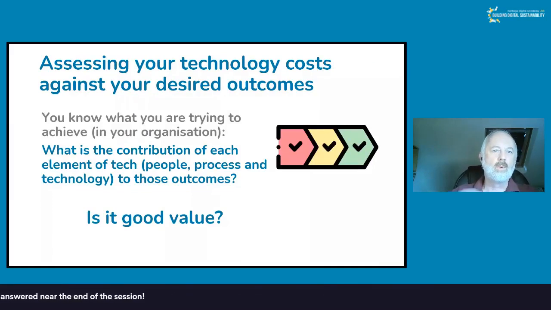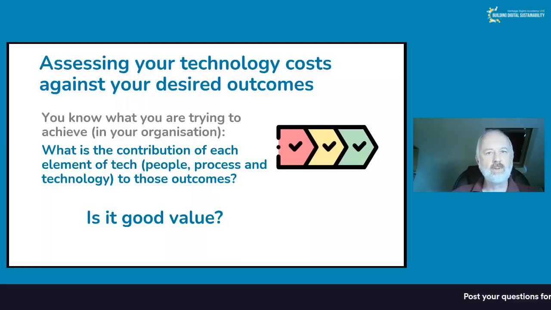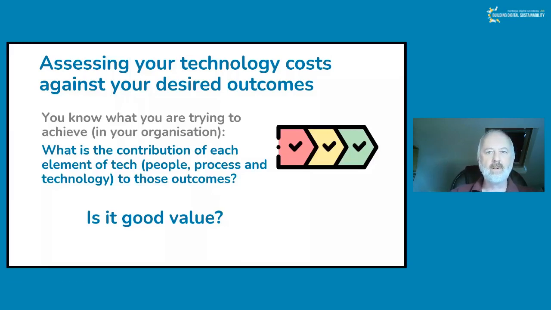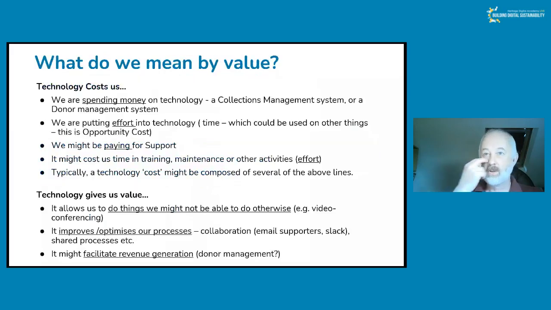So this gives us an idea of how much we're spending, and it gives us some opportunities to reduce that down to an optimum level. But is it good value? Now what you need to do is have a look at the contribution of each of those technologies to what you're trying to achieve, and see how well it's delivering on your outcomes, how much it's enabling you to do what it is that you're trying to do, and then giving you the opportunity to say, is it good value?